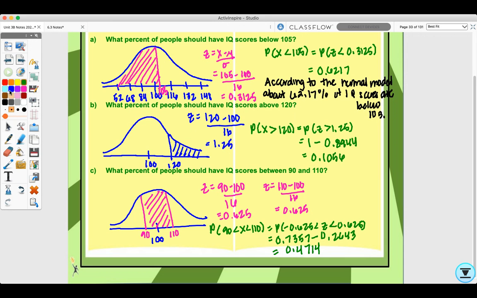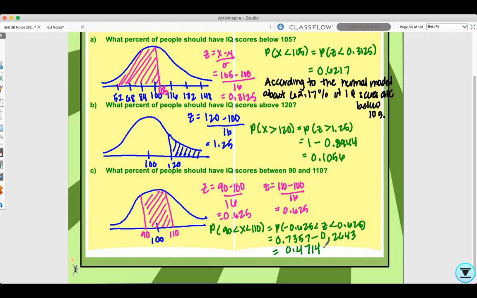And again, you should answer these with according to the normal model. About 47.14% of the IQ scores fall between 90 and 110. So according to the normal model, about 47.14% of IQ scores fall between 90 and 110.